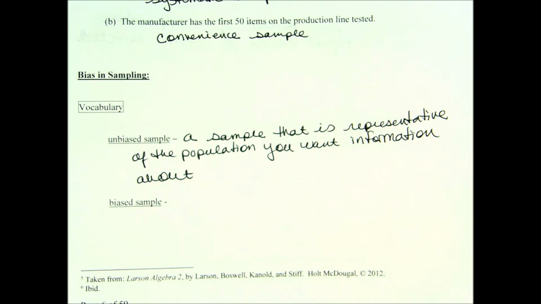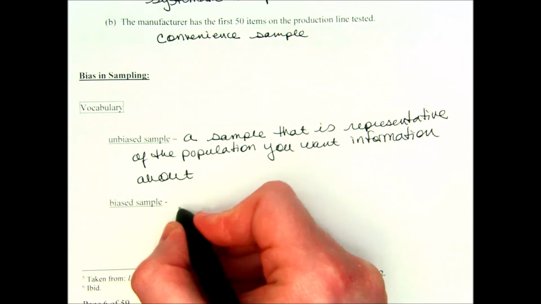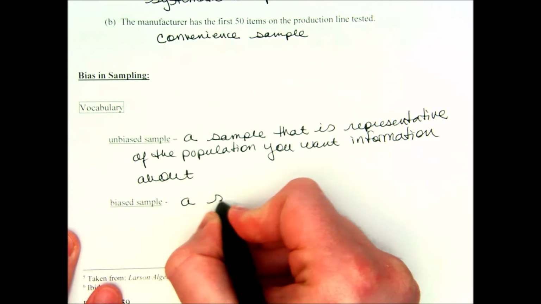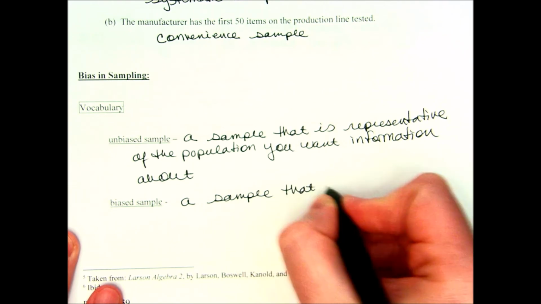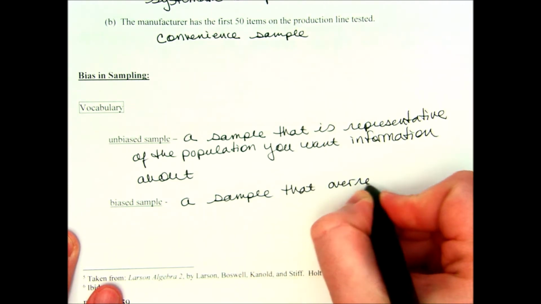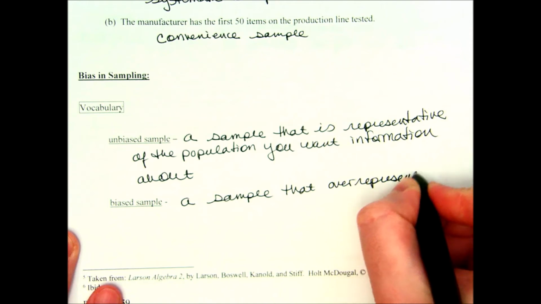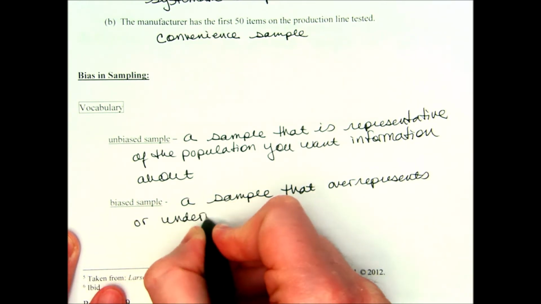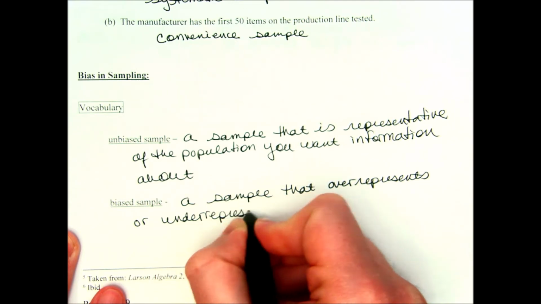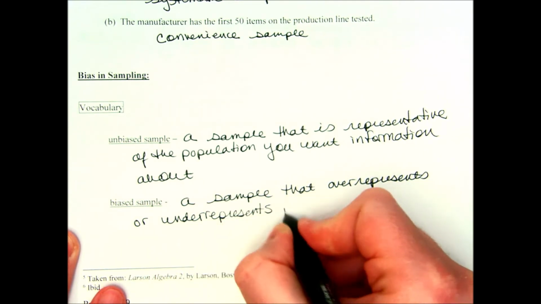as opposed to a biased sample. And our definition is going to be that that sample over-represents or under-represents part of a population. I'll explain this better in just a moment. A sample that over-represents or under-represents part of a population.